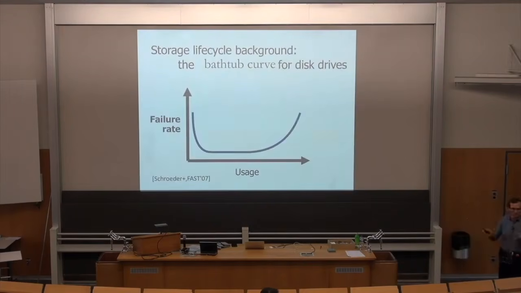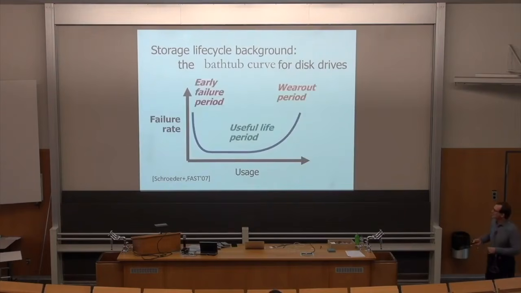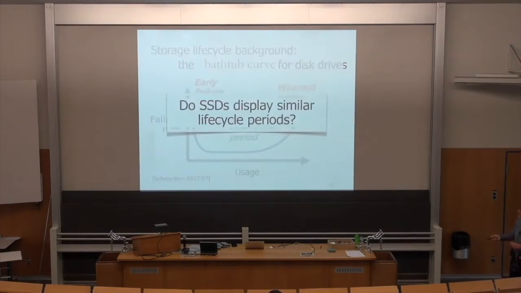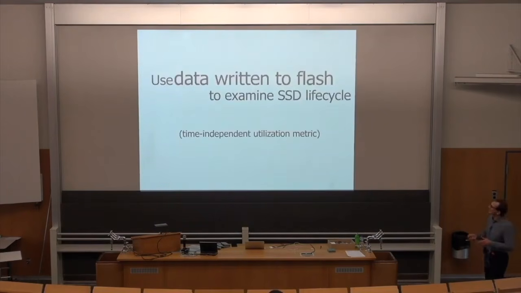You have this bathtub curve. So we see somewhat this bathtub curve in the SSD distributions that we study. Well, this is the early failure period, useful life period, and wear out period. But it's a bit different, because part of the reason is we use a different metric. We use a time-independent utilization metric, which is the number of times you've written to the SSD.